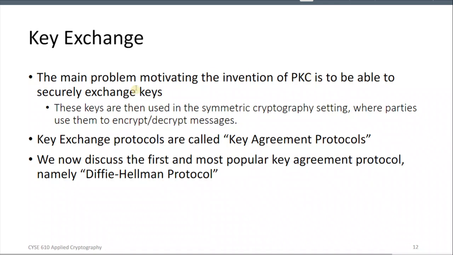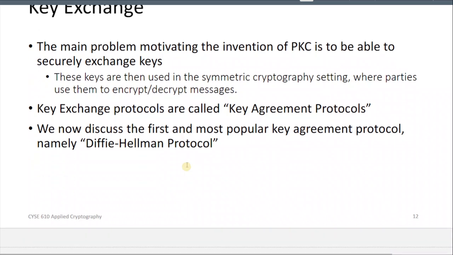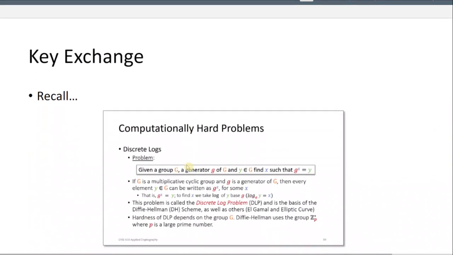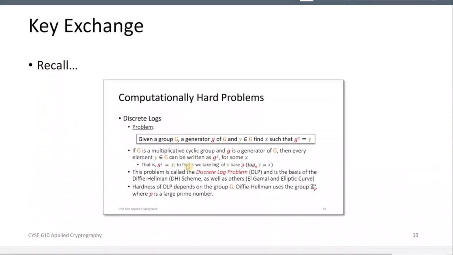First, the main problem motivating PKC is to securely exchange keys, like I explained earlier. This is called key agreement protocols, and the most well-known is the Diffie-Hellman protocol. All right, so let's see. This is just recalling the mathematics.